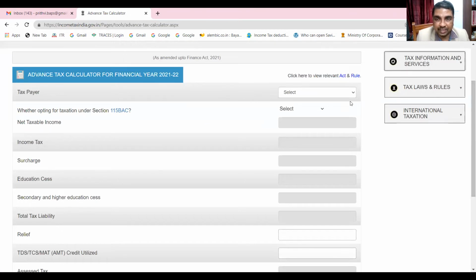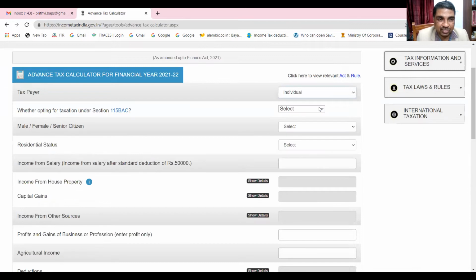We'll see who is the taxpayer. Let us think the person is an individual. Whether he is opting for the new scheme, we'll say no. Okay, male, female, senior citizen, you can take any example. Let us say this time we'll take an example of a male. Residential status, let us say resident.